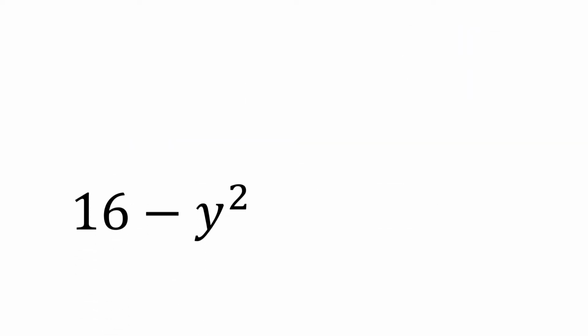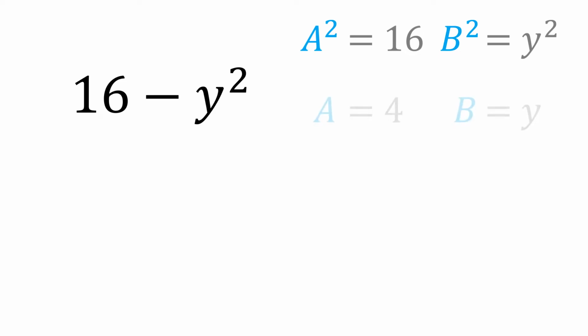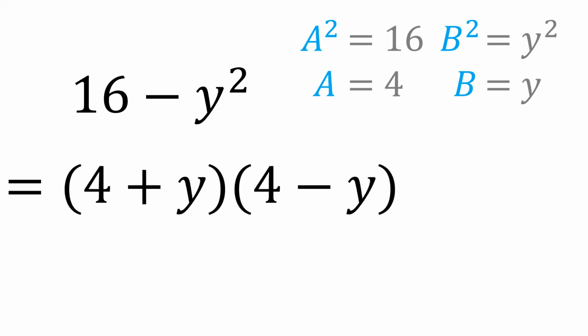If we have 16 - y², then we have a² as 16 and b² as y². Now we get the square root of a² and b². So we have a equals 4 and b equals y. So therefore, the factored form of 16 - y² is (4 + y)(4 - y).